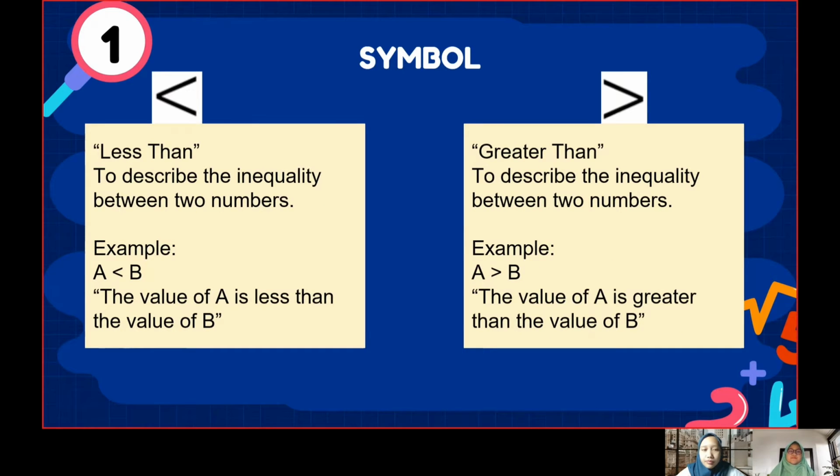Next, another symbol is less than, to describe the inequality between two numbers, and then the other symbol is greater than, also to describe the inequality between two numbers. So for example, A less than B, the value of A is less than the value of B. And then another one is A greater than B. The value of A is greater than the value of B.